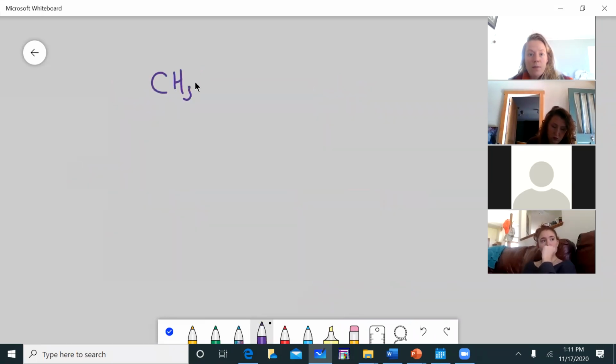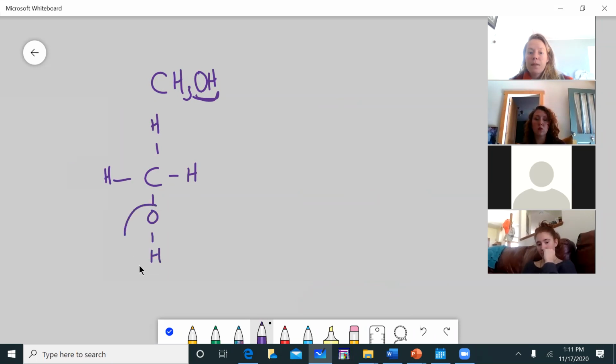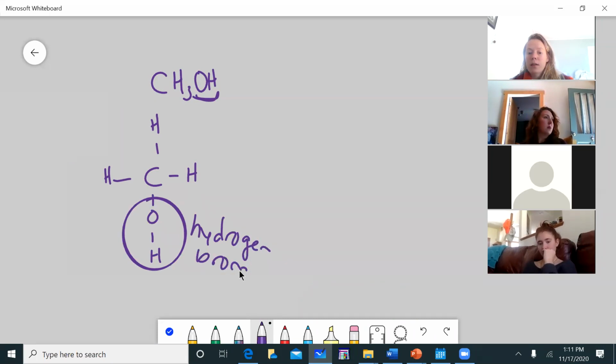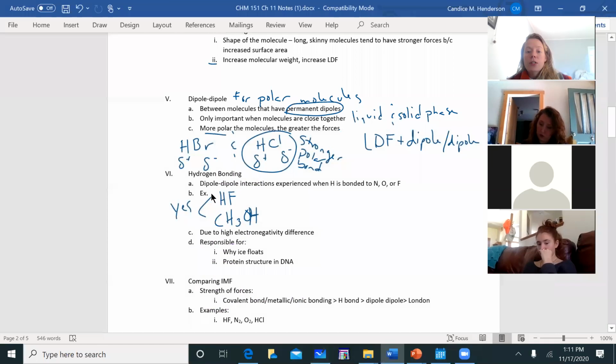CH3OH, again, anytime you see OH written out like that, clump it together. Here we have carbon bonded to a hydrogen, a hydrogen, a hydrogen, and then it's bonded to an oxygen that's bonded to a hydrogen. This right here is what gives it the hydrogen bonding quality. Hydrogen bonding is stronger than dipole-dipole. If you have hydrogen bonding, you will have a stickier quality. Things that have those HNs, HOs, or HFs will be easier to clump together. It's going to be harder to melt them and vaporize them.